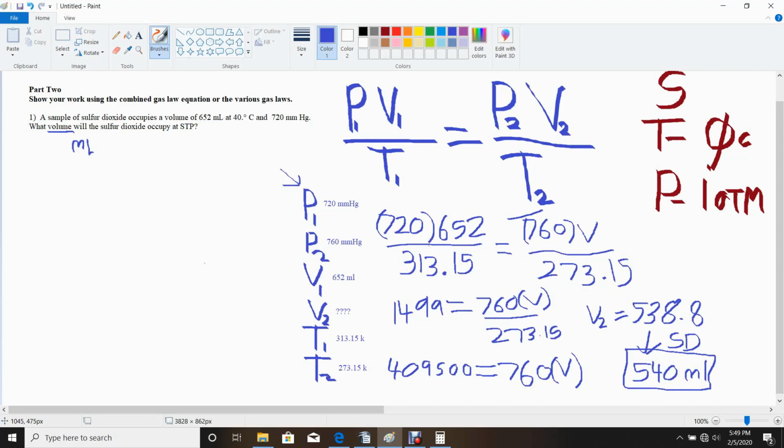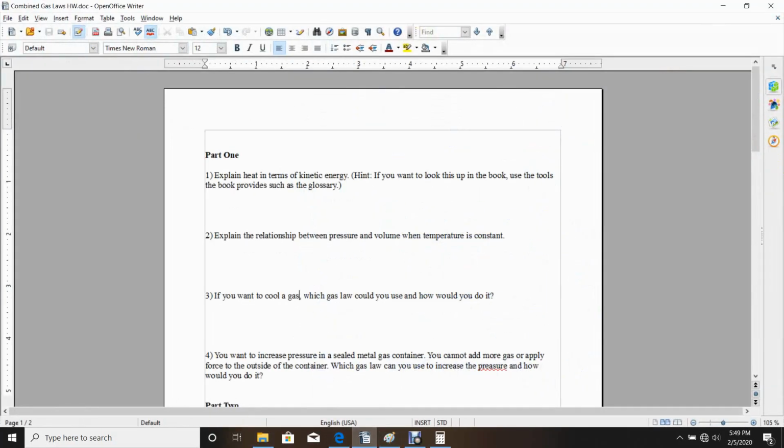Start with what you have, write down your equation, write down all the values that you know, and then solve for what you need. Pretty straightforward. Let's talk about a different kind of problem, more of a conceptual problem you're going to see on that homework assignment. We'll do number 3 together.